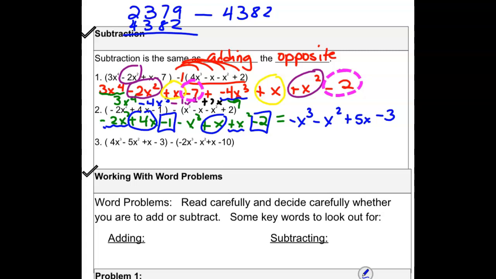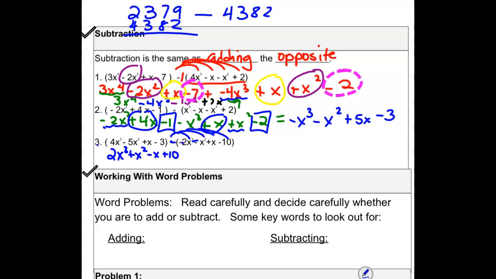So as I go and distribute this, I'm going to line them up vertically. Okay, I'm going to put all the x cubes in one column, all the x squareds in one column. So this becomes subtracting a negative, which would be positive 2x cubed. I'm subtracting a negative x squared, which makes it a positive x squared. I'm subtracting an x, and I'm subtracting a negative 10, which turns it into positive 10.